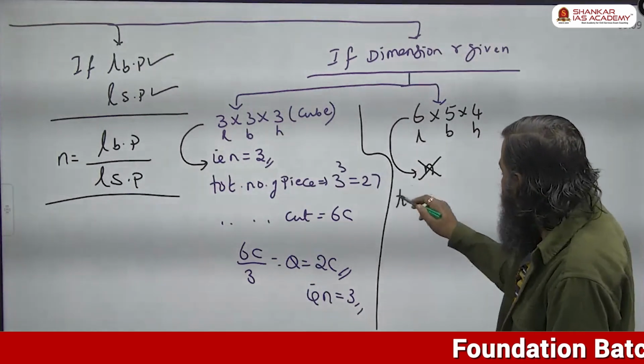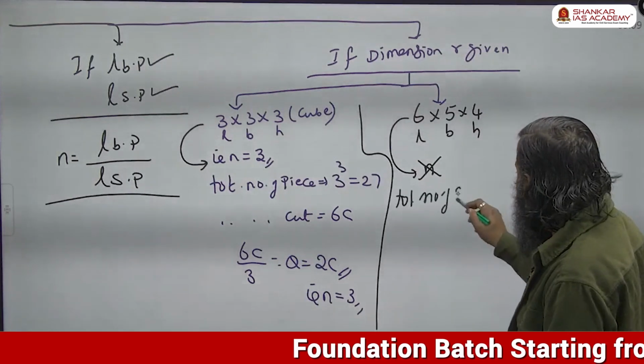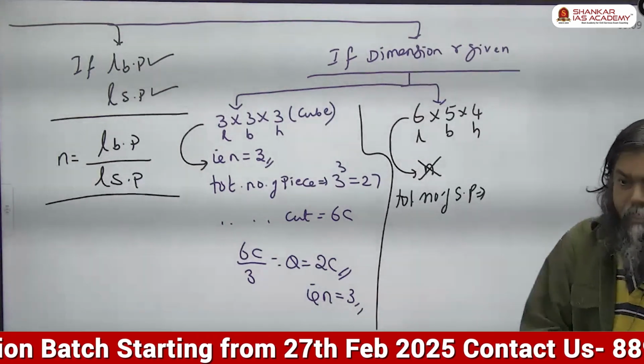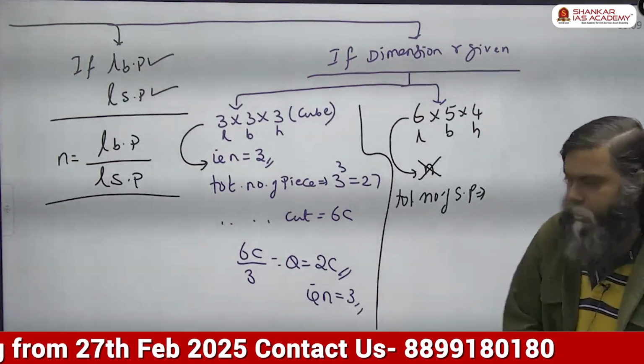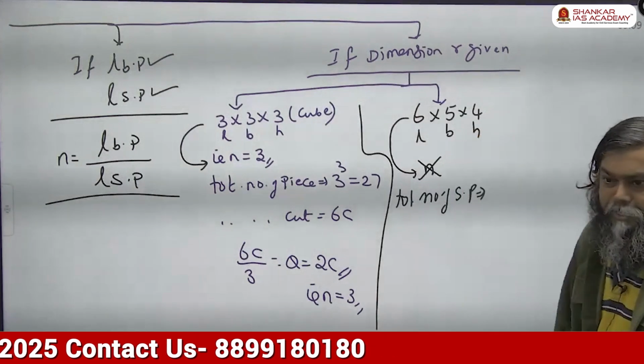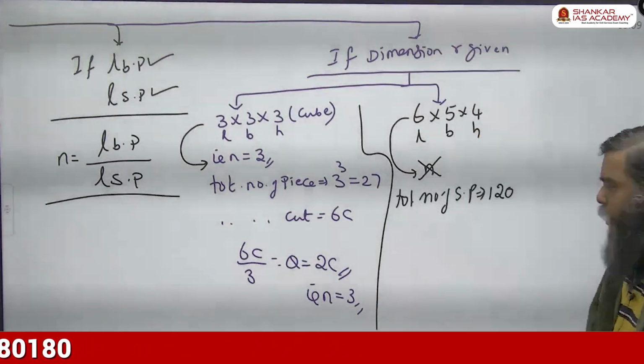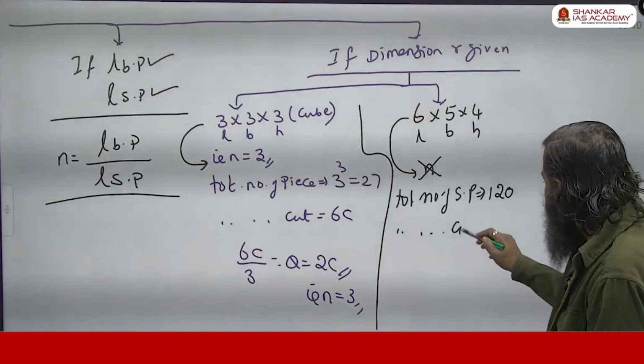What is the total number of smaller pieces? Tell me, what is asked in the question? Volume, length into breadth into height. So now tell me, 6 into 5, 30, into 4, 120. Do you understand this? What is the total number of cuts?